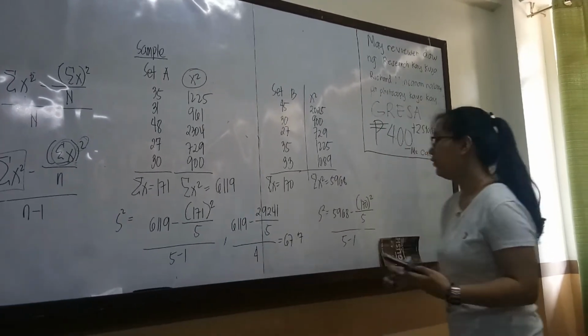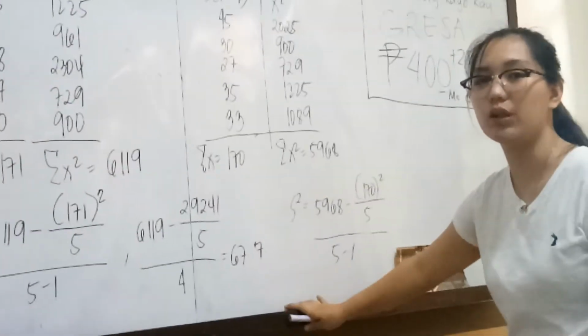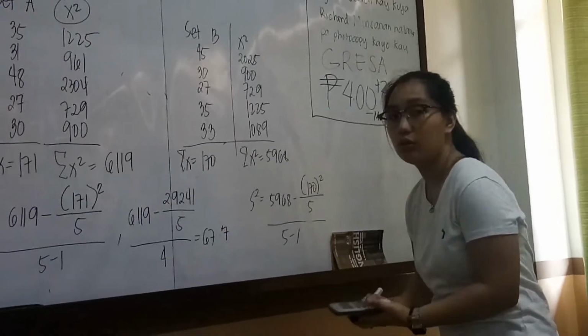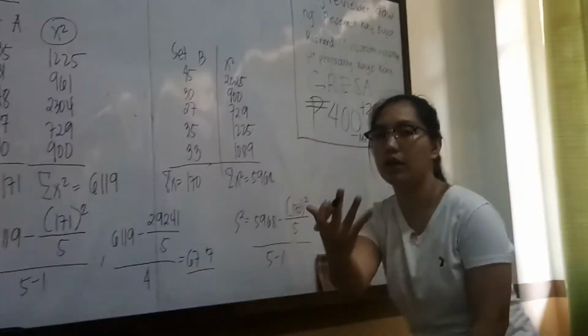Yan ha. If in case marami na naman decimal values dito, we're going to limit it to 4 decimal values. So you should get 67.7.